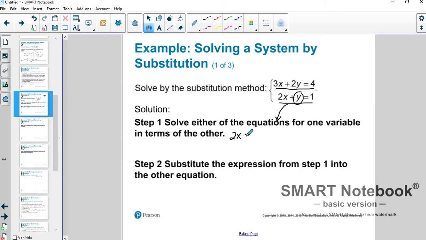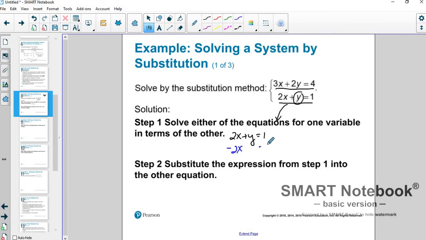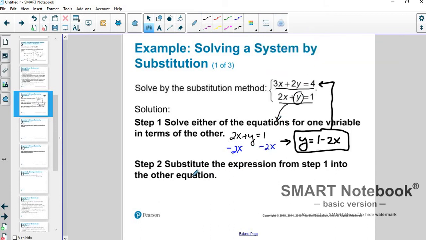So I'm going to take 2x plus y equals 1. And then what do I have to do to solve? I simply subtract 2x from both sides. And so I end up with y equals 1 minus 2x. And now I take that and I substitute it into the other equation. You can't substitute it back into the one that you already used because you'll get a mess. Well, you'll get something true, but it won't be helpful.